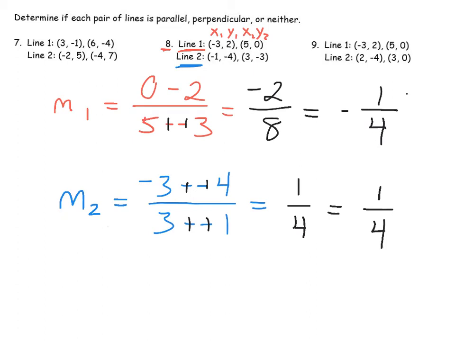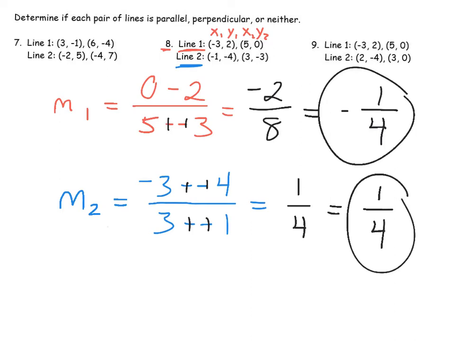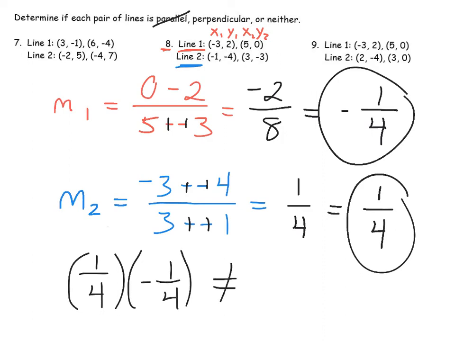Now, clearly I can see my two slopes are not equal, so therefore they are not parallel. If I multiply my two slopes together, 1 over 4 times negative 1 over 4, I am not going to get negative 1. So they are not perpendicular. So for number 8, it looks like they are neither. There's no clear relationship between these two lines.